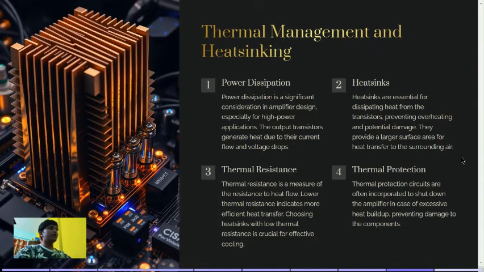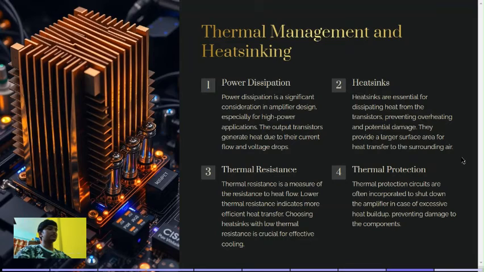Thermal management and heat sinking. Power dissipation. Power dissipation is a significant consideration in amplifier design, especially for high power applications. The output transistors generate heat due to their current flow and voltage drops. Heat sinks. Heat sinks are essential for dissipating heat from the transistors, preventing overheating and potential damage. They provide a larger surface area for heat transfer to the surrounding air.